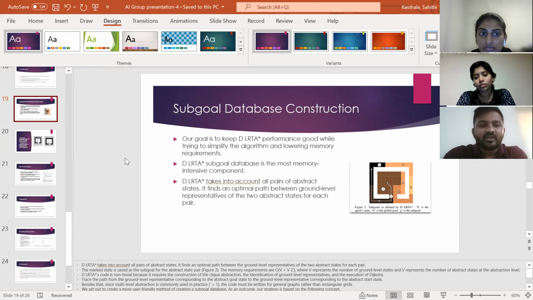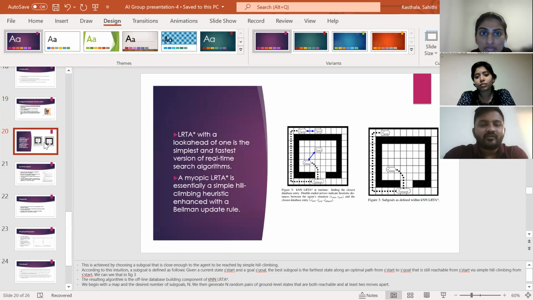LRT star search with a look-ahead of one is the simplest and fastest version of the real-time search algorithm. A myopic LRT star is essentially a simple hill climbing heuristic enhanced with a Bellman update rule. We would prefer that our LRT search not learn most of the time, in order to avoid the learning problems that it can cause.